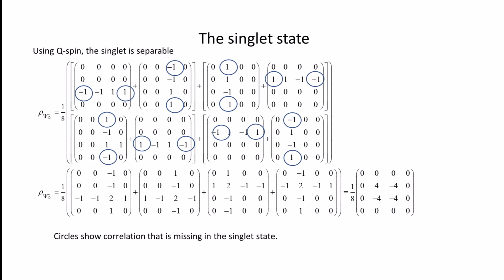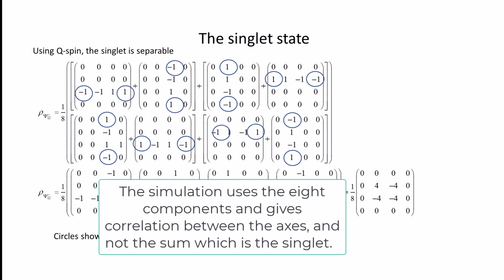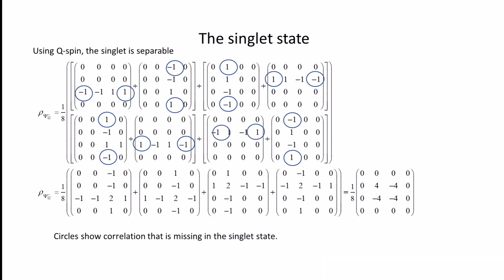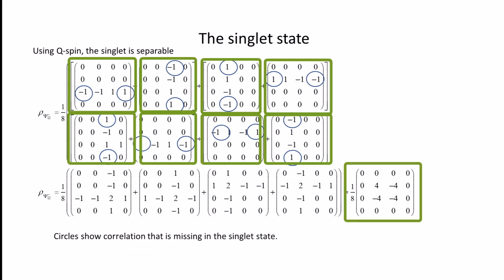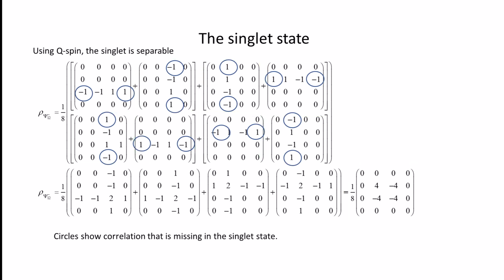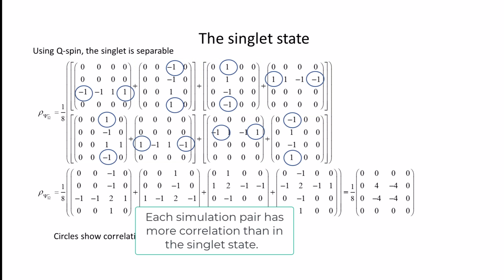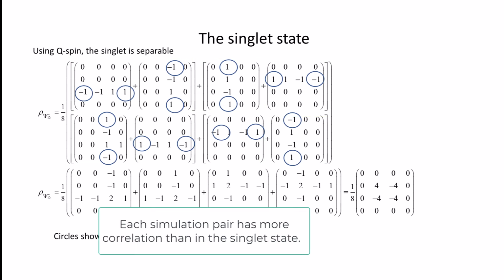By defining the axes in the simulation, then we are looking at the correlation from pairs like this, and not from a singlet state. The singlet is decomposed into these, and each simulated pair has more correlation due to these circled terms. It shows indeed that each pair is simulating the correlation between axes, thereby justifying a CHSH value of 3.